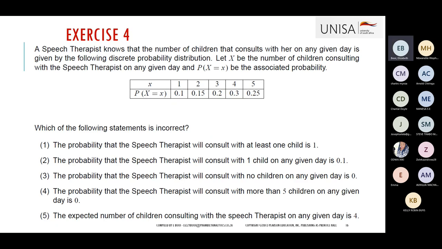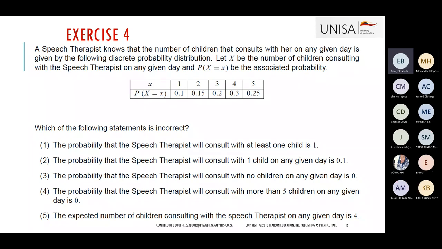Next question, you also have 5 minutes to answer this question. A speech therapist knows that the number of children that consult with her on any given day is given by the following discrete probability. Let X be the number of children consulting with a speech therapist on any given day. And those were the numbers. Which one of the following statements is incorrect? You need to convert the words into symbols to answer this.